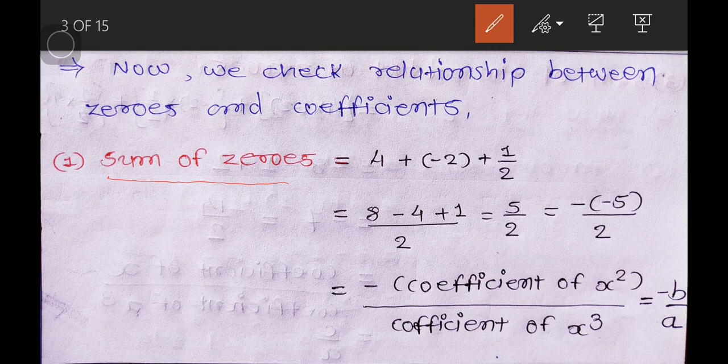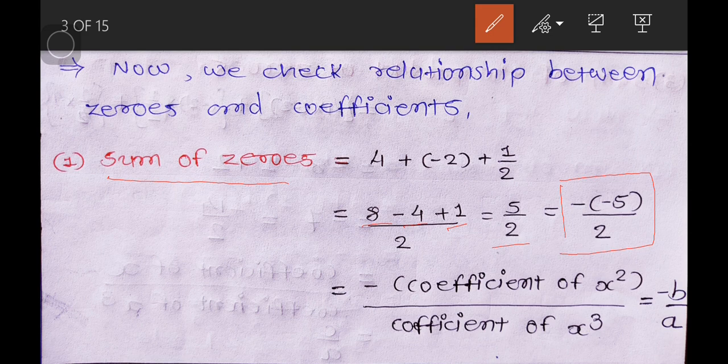So here we get 4 plus minus 2 plus half. We find the LCM, or make the denominators equal. So we multiply 2 with 4, and we get 8. 2 with minus 2, and we get minus 4. And 1 already has denominator 2. So here we get 8 minus 4 plus 1 by 2, then we get 5 by 2. We can write 5 by 2 as minus into minus 5 by 2.